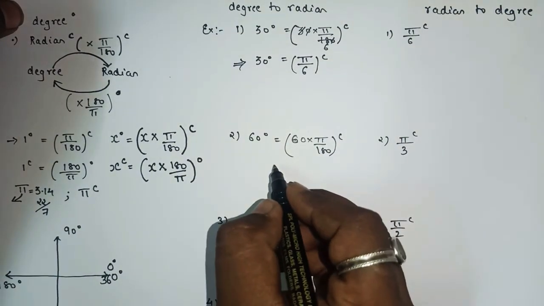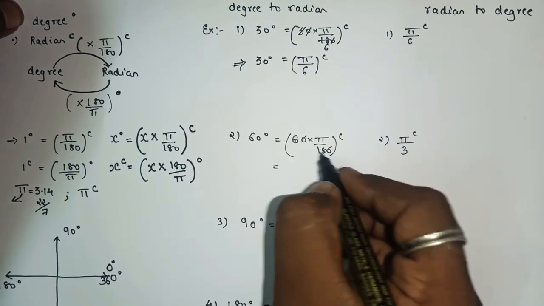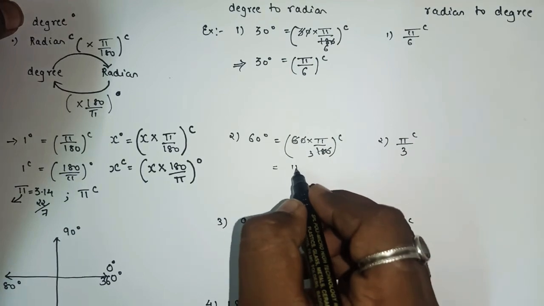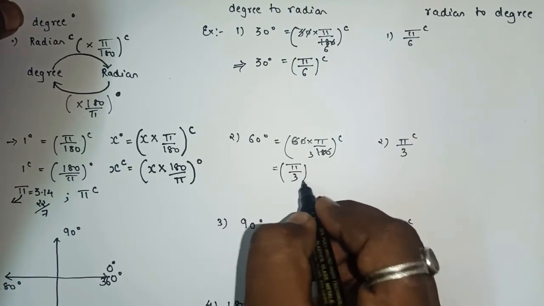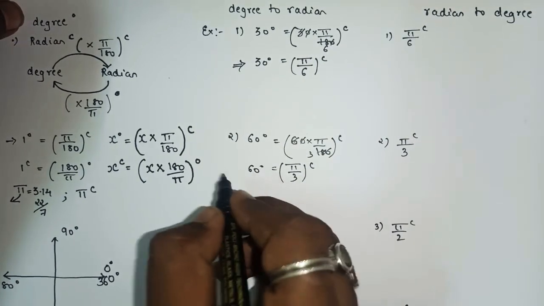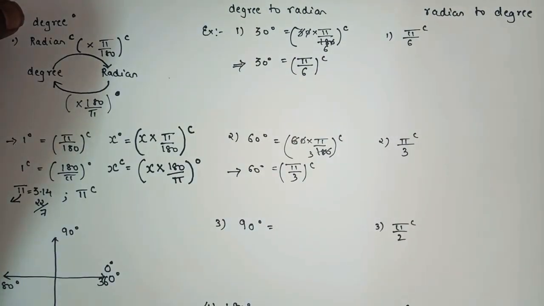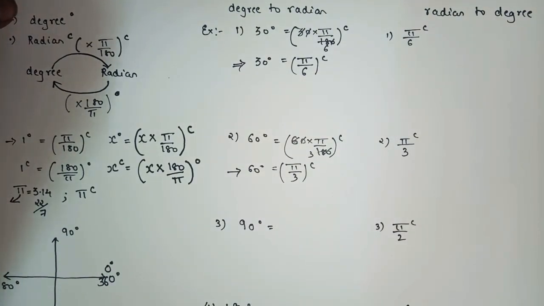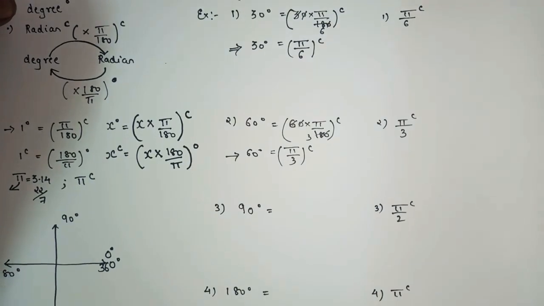So 60 into pi by 180, so this will get cancelled. 6 ones are 6, 6 threes are 18. So 60 degree we can read as what? Pi by 3. So 60 degree we can read as pi by 3 radian.